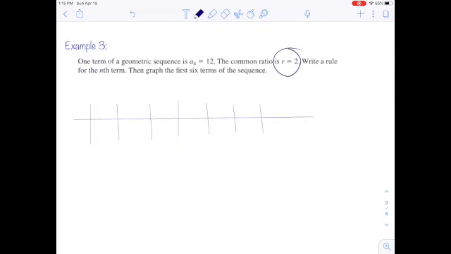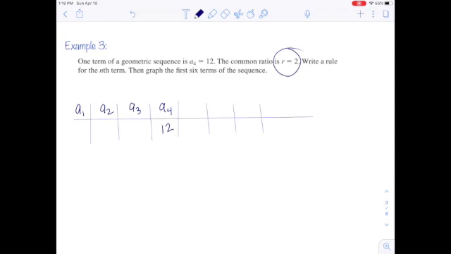In example 3, this is where it gets a little trickier because they'll give you some random term number, like a sub 4 is equal to 12, and the common ratio, and we're going to have to backtrack to get our first term. So one term of a geometric sequence is a sub 4 is equal to 12. So here's a sub 1, a sub 2. I'll just make a little chart, fill in kind of what I know. So a sub 4 is equal to 12. I know my r is 2.